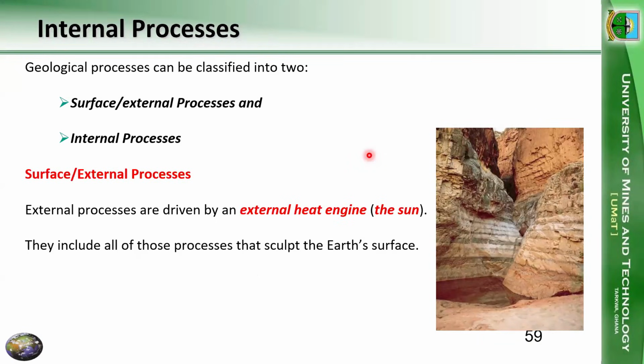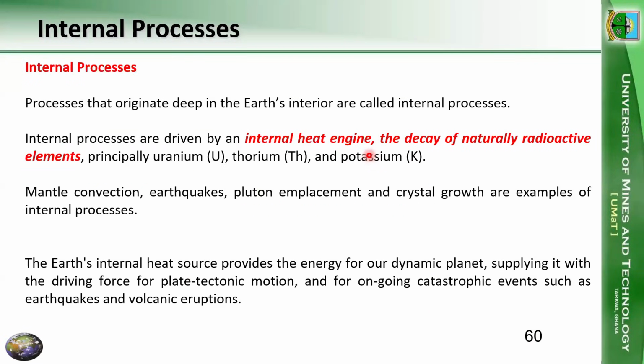That's the external processes, which primarily are controlled by the sun, the external heat engine. And then we have internal processes. Internal processes are primarily controlled by various energy sources, and there are two main energy sources for this. The first is radioactive decay.